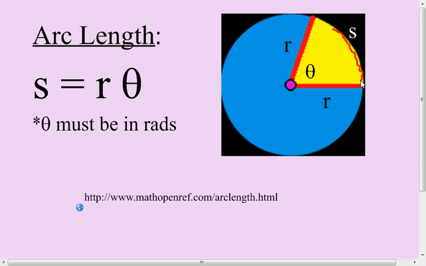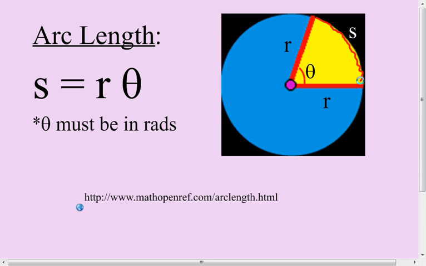So this distance right here along the outside edge of your circle is the S. The theta in here is your angle, and obviously the R is the radius, sorry, not the radians. Your theta or your angle has to be in radians in order to use this formula. So if it's given to you in degrees, you're going to need to convert it to radians, okay?